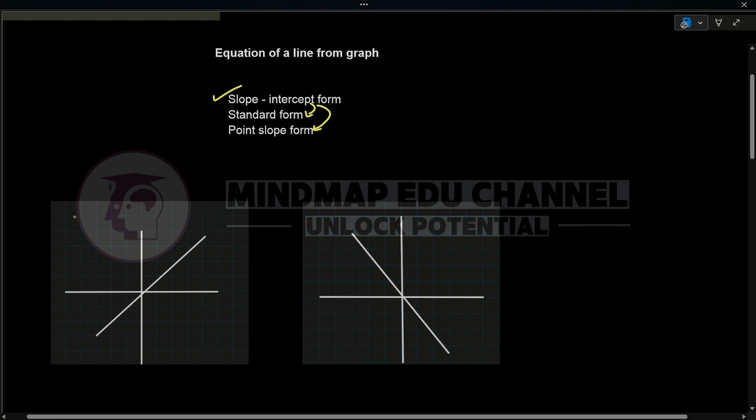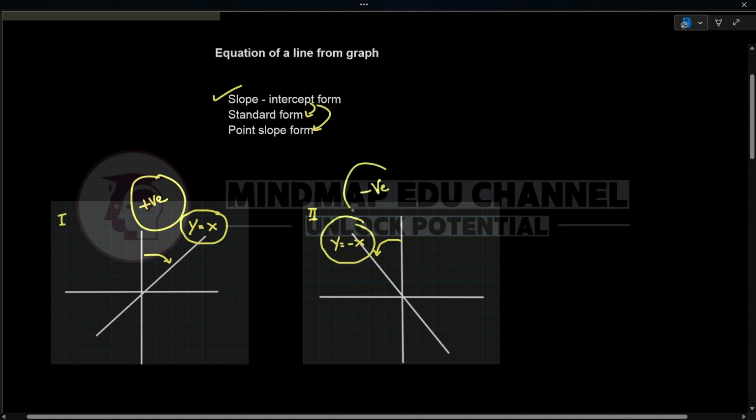Before that, remember, the first graph here is of y equals x, and the second graph is of y equals minus x. When you see a graph of a line tilted towards the right-hand side, that is y equals x, I mean to say it is positive. And if the line is tilted towards the left, it is the graph of y equals minus x, and remember it will be with the negative sign.